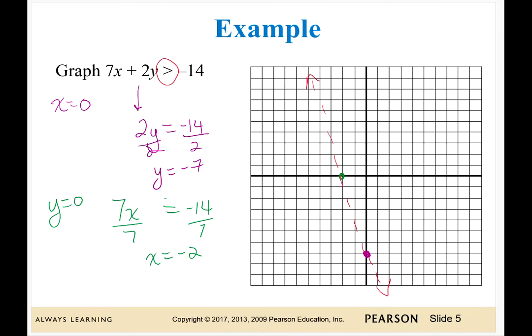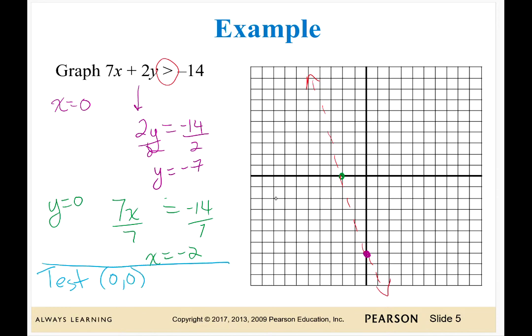All right, so there's my dotted line. Now because it's greater than or less than, that means we're going to have some shading to do, because there's going to be lots and lots of points that could possibly satisfy this. The easiest way to do that is to test the origin, if the origin is not on the line.